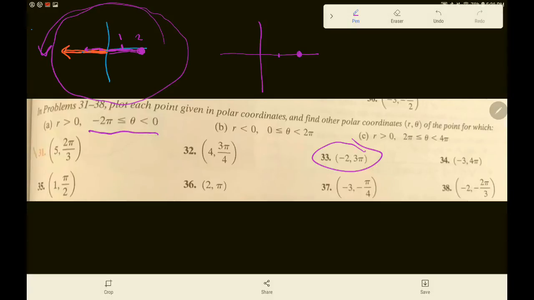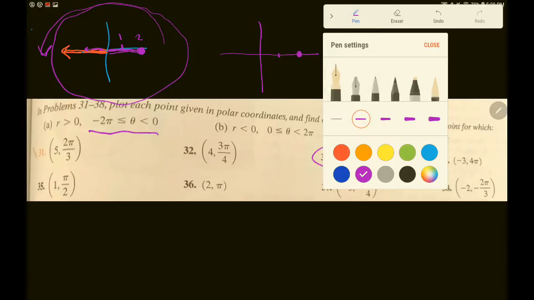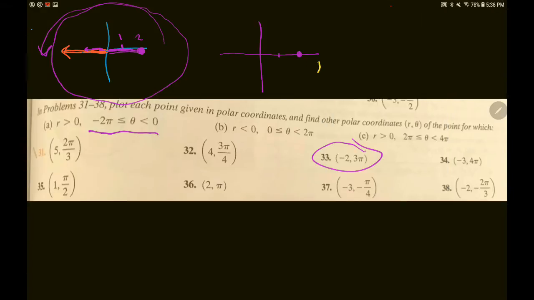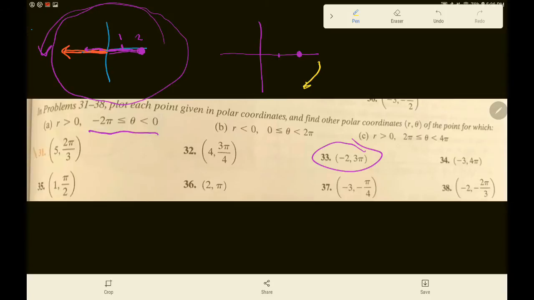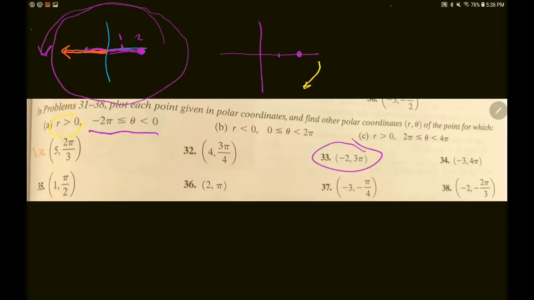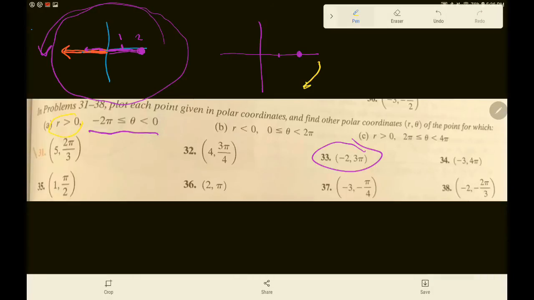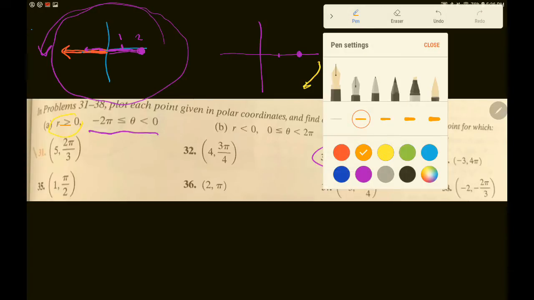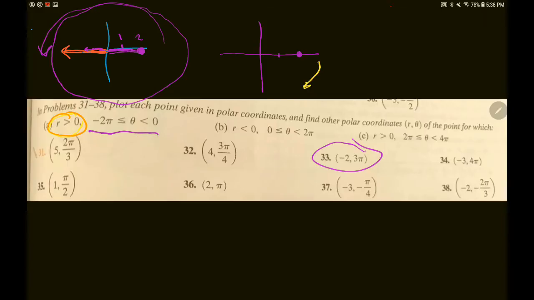To find other ways, first we're going to find the angle. We want a negative angle between 0 and -2 pi. Negative angle means we're going in the opposite direction, anywhere between 0 and 2 pi. So they don't want us to use 0 because it says 0 is greater than or equal to -2 pi. And r is going to, I can't use yellow. Let's use orange. Because r has got to be greater than 0.